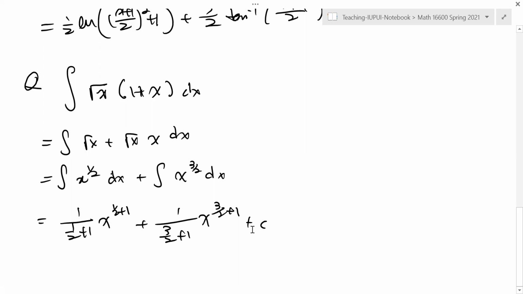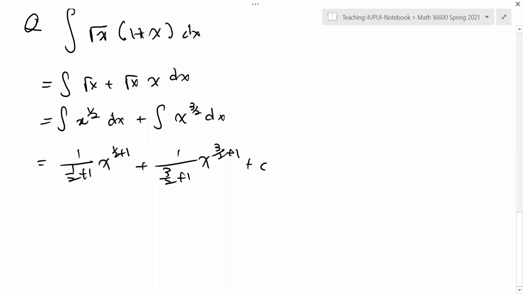Now, if you really want to use substitution, you probably can get it, but it does not simplify the procedure. So if you can express it as a sum of power functions, you should go for that first. So you simplify this, you will get 2/3 x to the 3/2 plus 2/5 x to the 5/2 plus a constant.